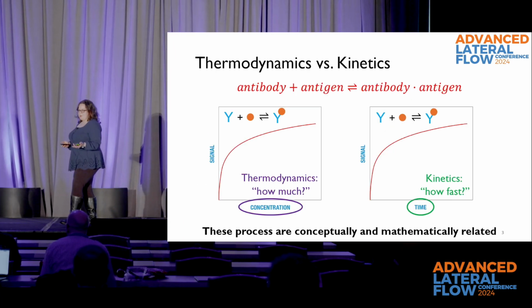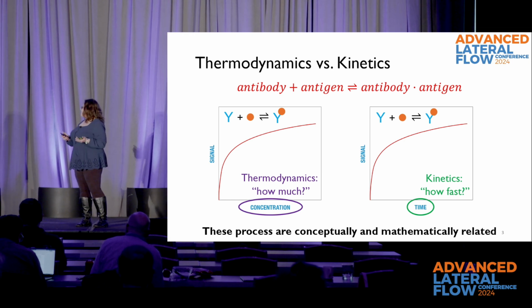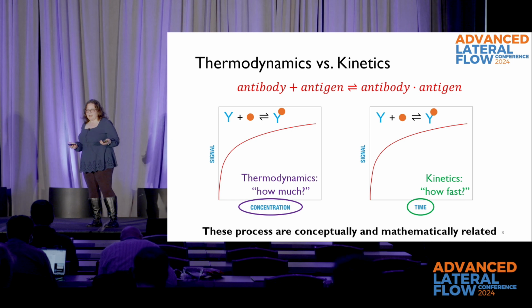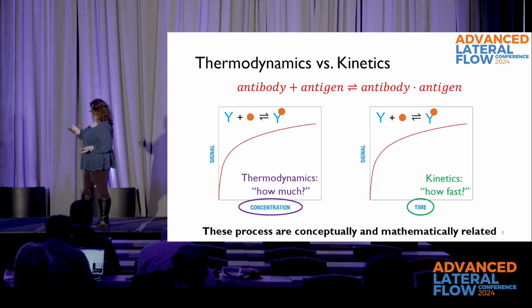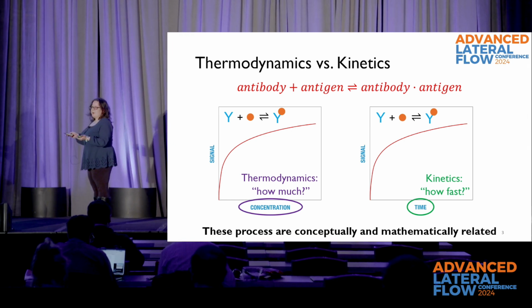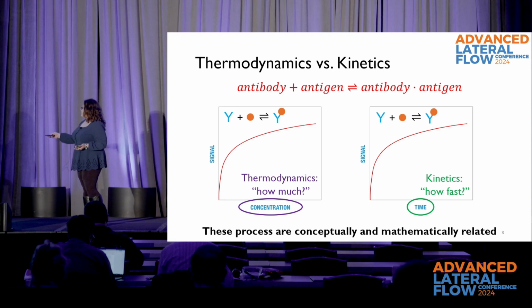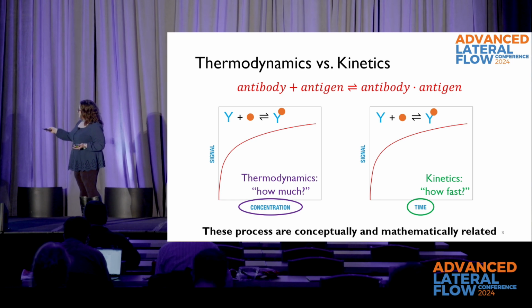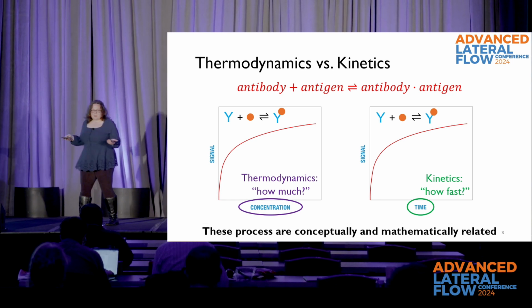Okay, so let's talk about thermodynamics versus kinetics. Thermodynamics is when we think of how much something has reacted, to what extent something has reacted. So we think of a binding curve, a dose response curve. Your concentration is on the x-axis, whatever signal you have is on the y-axis, and you have a curve that looks like this. In kinetics, we have the same curve.